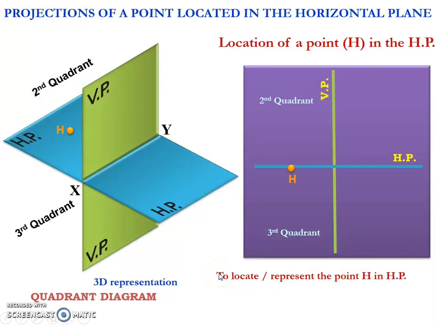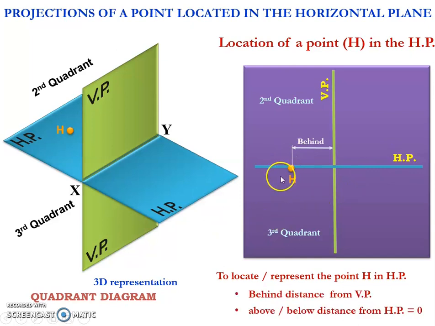Now let us find the projections of another point capital H, which is also located on the horizontal plane. To locate this particular point, we need the behind distance from the vertical plane, but the above distance or below distance from the horizontal plane becomes 0. The same point can be shown on the 3D representation diagram like this.